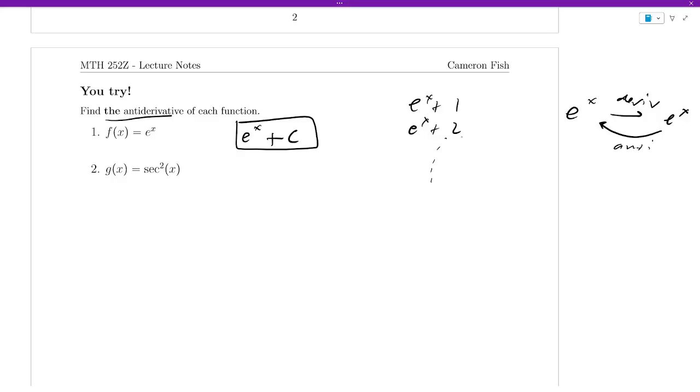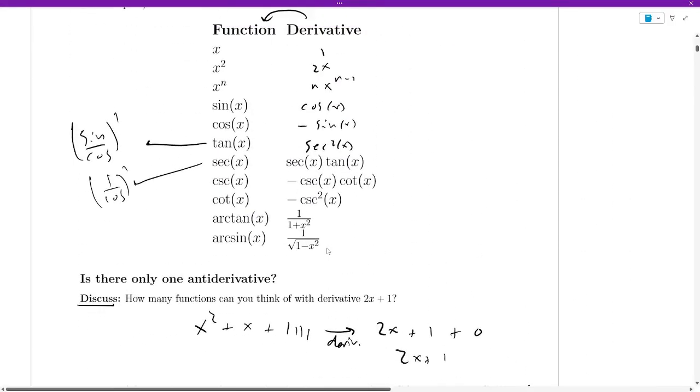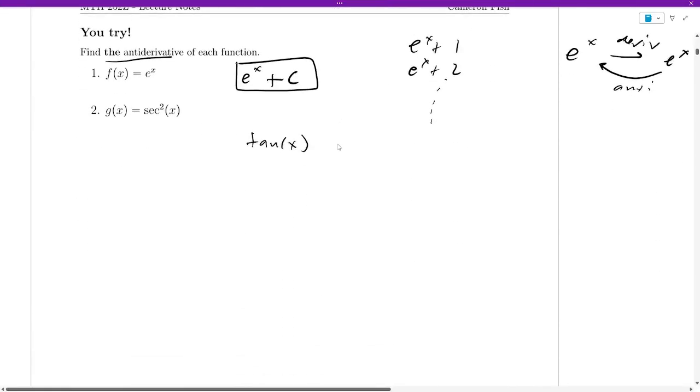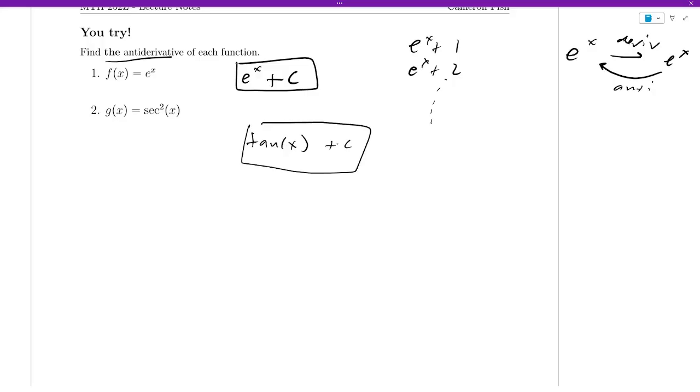Same story for this one. Secant squared. I have to know what the basic antiderivative of secant squared is. It's tangent, right? You just sort of have to know it, but one of our derivative rules is that tangent's derivative is secant squared. So if I see secant squared, I know it came from tangent. So an antiderivative of secant squared is tangent, but I write plus c to be the antiderivative. Instead of writing tan x plus 1, tan x plus 2, tan x plus 3, I just write tan x plus c.